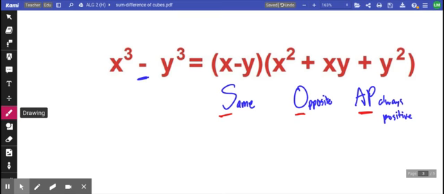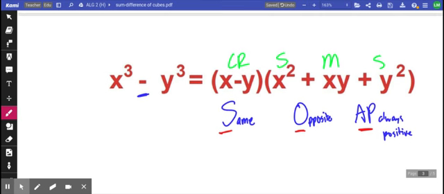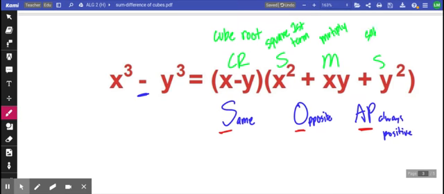Now, for Christmas, we're going to do C-R-S-M-S, all right? Christmas without the vowels. You're not buying a vowel here. C-R is going to be the cube root, okay? Then S is going to be square the first term. M is going to be multiply the two terms together. And then S again is going to be square the second term.